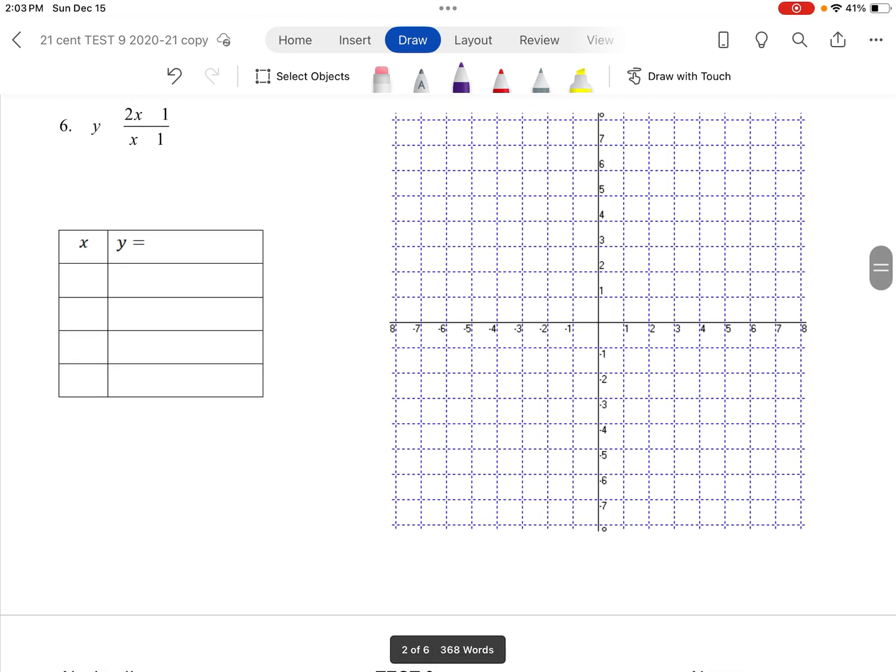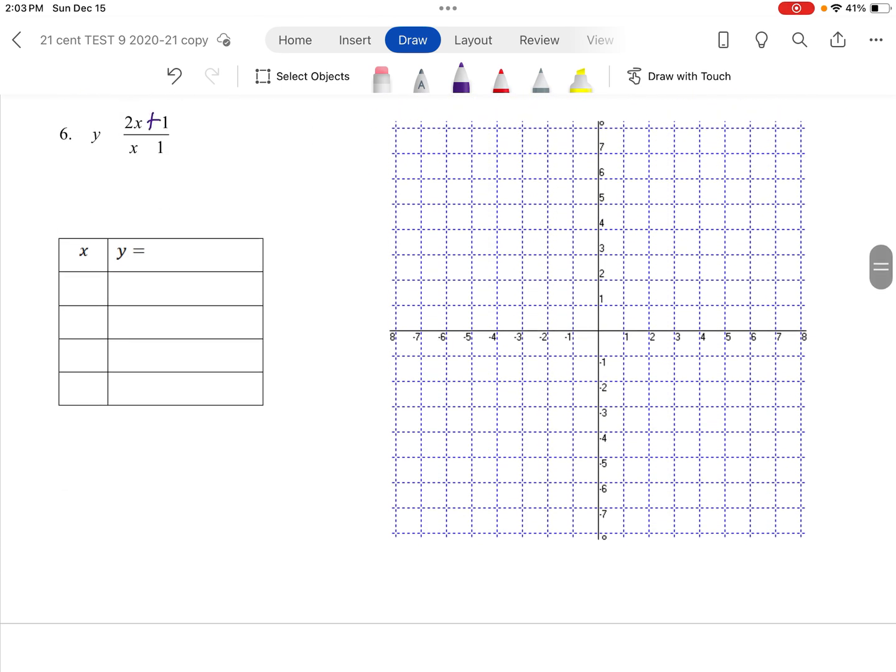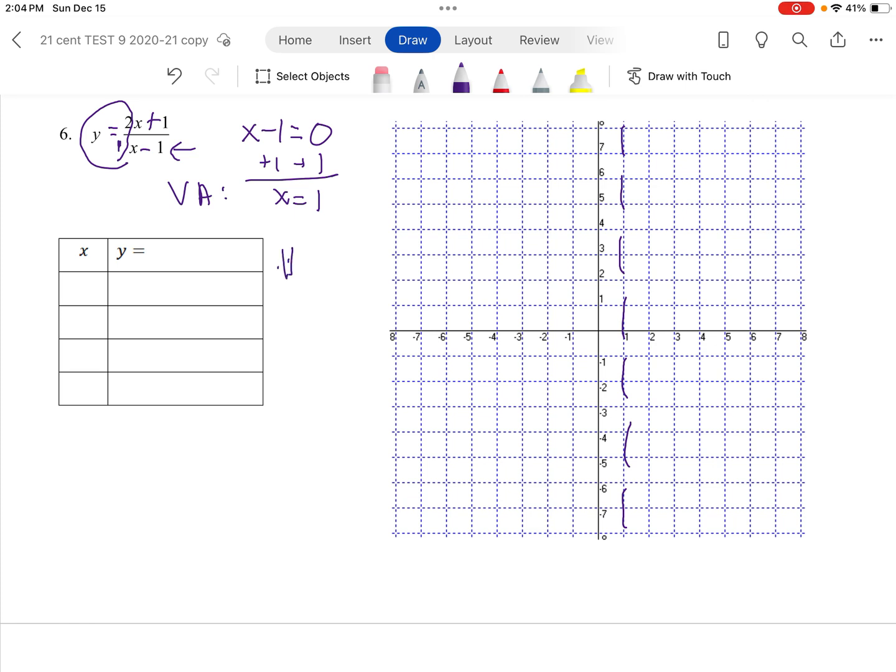Okay, number 6 is not a parent function, so I am going to have to calculate my asymptotes. My vertical asymptote comes from this denominator, x minus 1 equals 0. Add 1, x equals 1 is my vertical asymptote. So I'm going to plot x equals 1. My horizontal asymptote comes from right here. y equals 2 over 1. That's y equals 2.